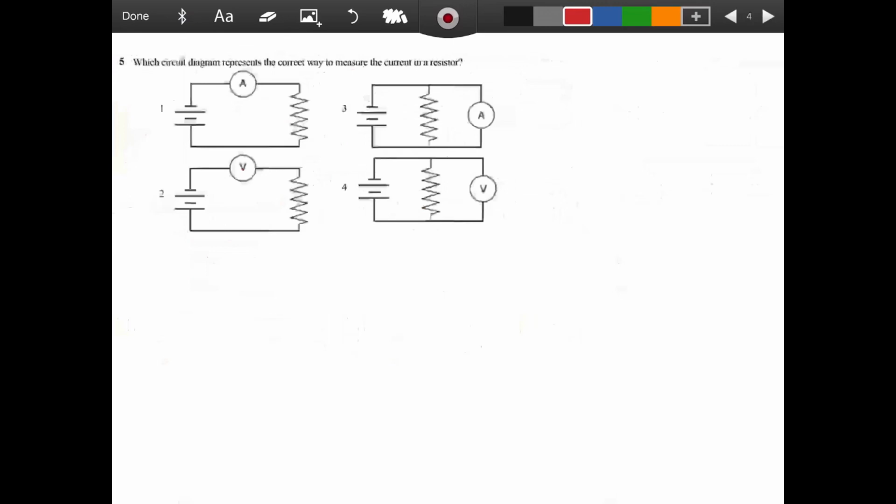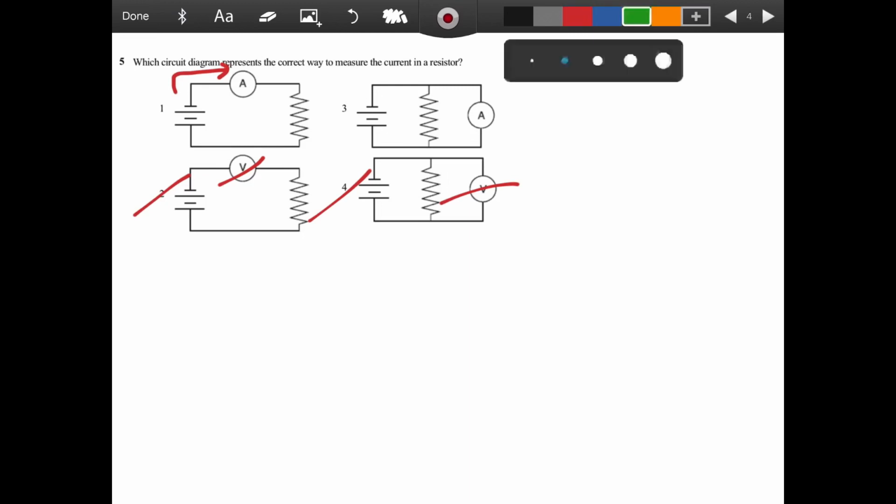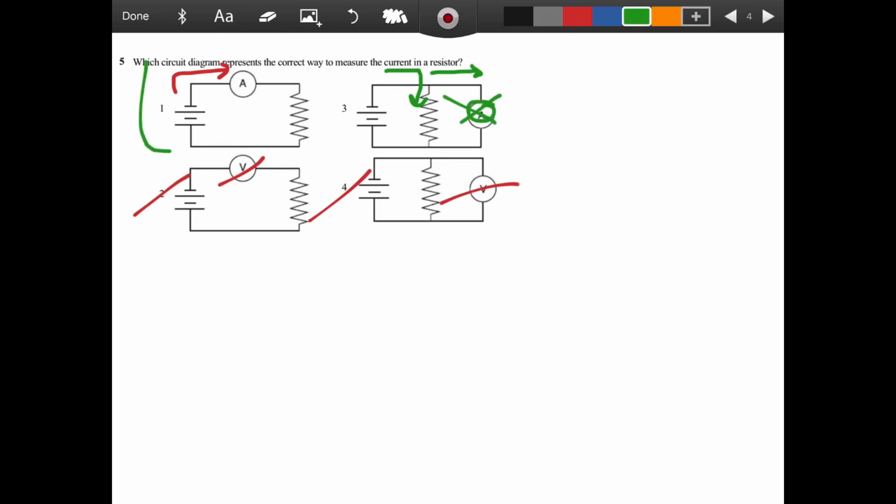Okay, which diagram represents the correct way to measure the current in a resistor? Well, right away we can eliminate 2 and 4 because voltmeters do not measure current, so we don't want to look at those. And now again, to measure the current, we want to make sure all of the current goes through that meter. When we look at choice 3, some of the current will split that way and some will go through the resistor. So all of the current will not be measured in this ammeter, making choice 1 the correct answer.